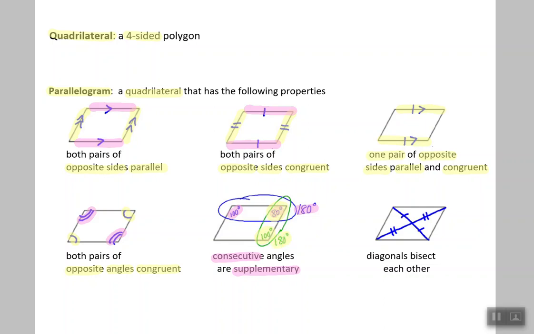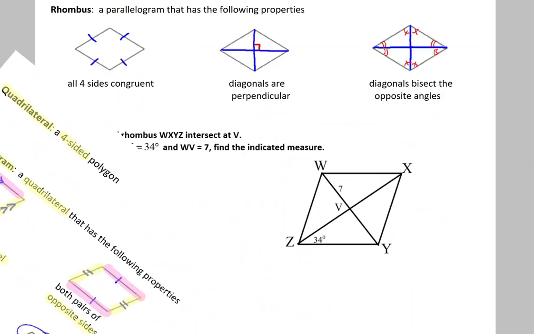And one more, that the diagonals bisect each other. So notice that the diagonals are intersecting, but they are cutting each other in half. That is congruent to that, and on the other diagonal, that half congruent to that half. So there's your refresher on the parallelogram.